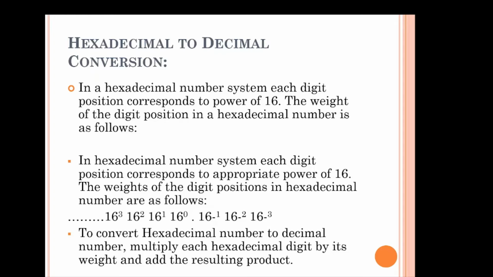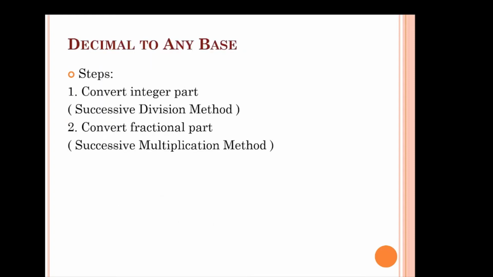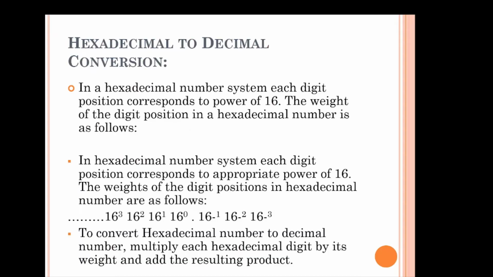So to convert a hexadecimal number to a decimal number, multiply each hexadecimal digit by its weight and then add the resulting products. Let me show you one example.